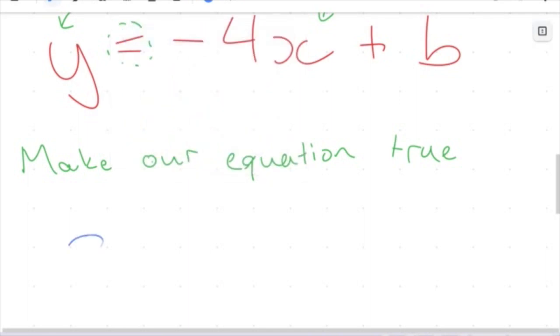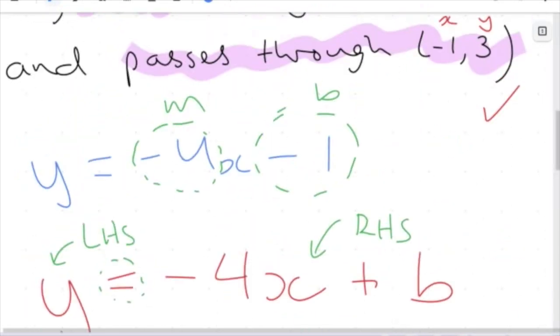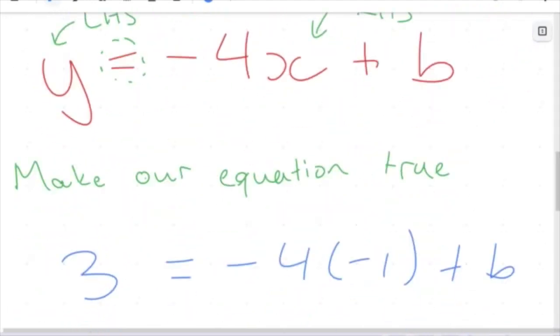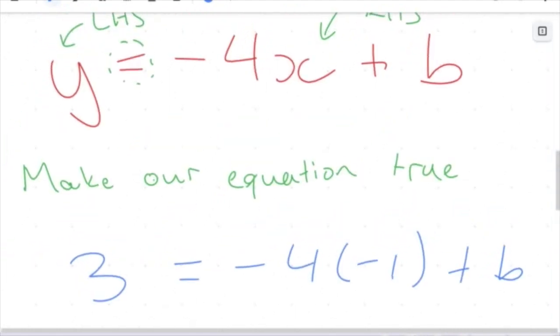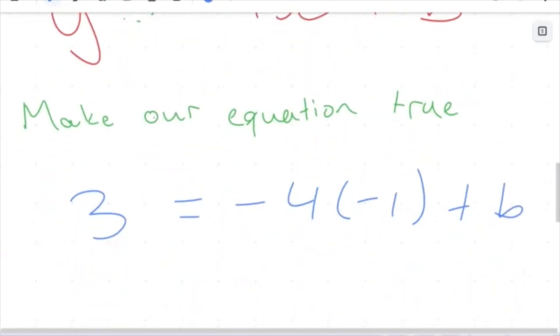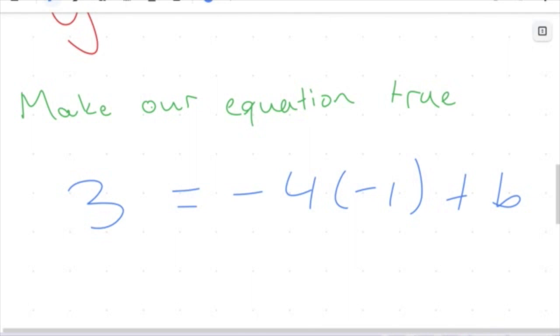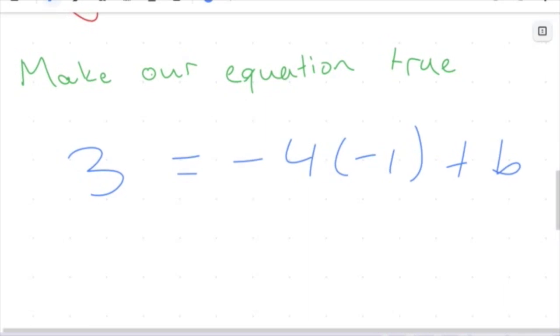So I'm going to have 3 on the right hand side equals -4 times -1 plus b. I'm just substituting the x and y coordinates of the point into my equation here, and this makes it a true equation. What allows it to do that is, because the left hand side is equal to the right hand side, I can find my intercept here. I can find my unknown by solving the equation.